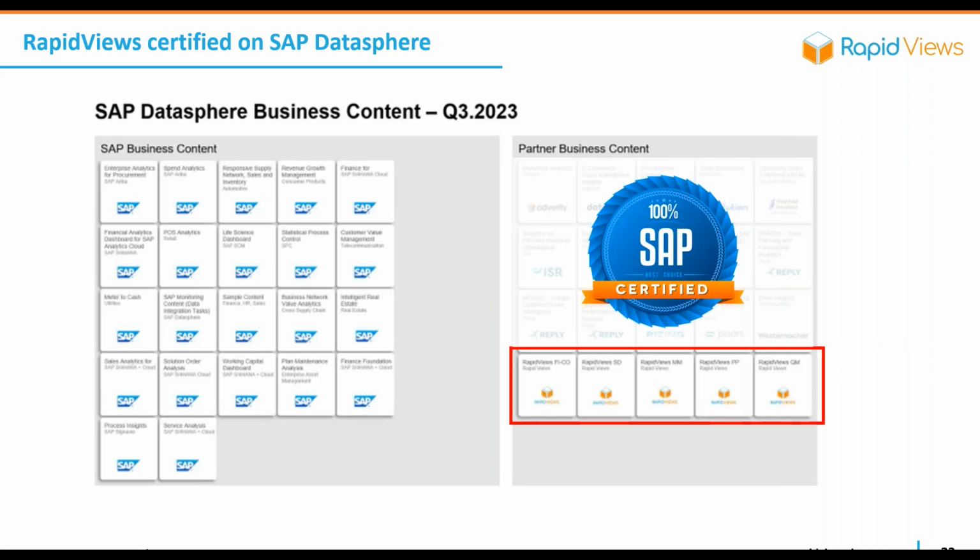Our content is available directly on the SAP Datasphere platform through the menu Business Content, Partner Business Content. We have a dedicated menu, and the RapidUse content is listed in this menu.